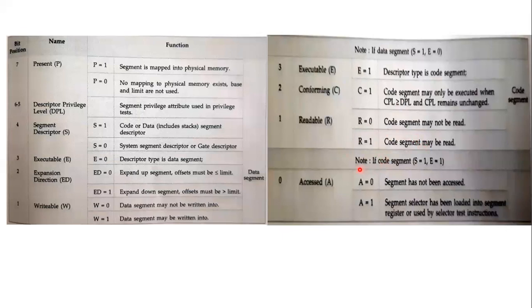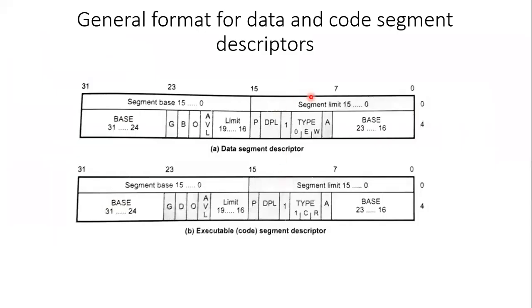Okay. Now another note is given over here. See how a note was given for the data segment, similarly a note is given for the code segment also. If in the code segment this S bit, that is the segment descriptor bit, is 1 and the executable bit is 1, then what will happen? The A bit, that is the accessed bit, that is position number 0. This position number, we are talking about this bit now. See, this is the A bit, the accessed bit.